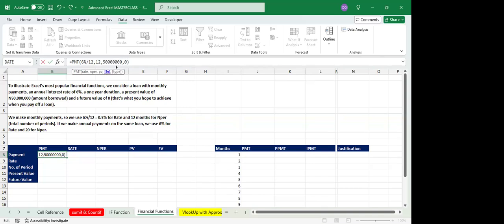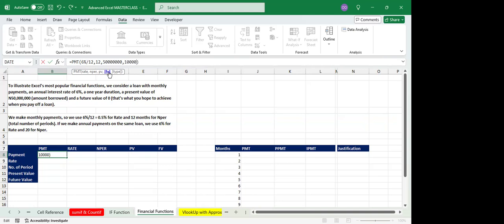So if the future value is not filled in, like I didn't fill anything there initially, it means that I'm saying the future value is 0. At the end of the day, I don't want to have anything. I want to clear my loan. But if you are somebody that still wants to have something left there, you can say that after that 12 months, I want to have a future value of 10,000 naira.